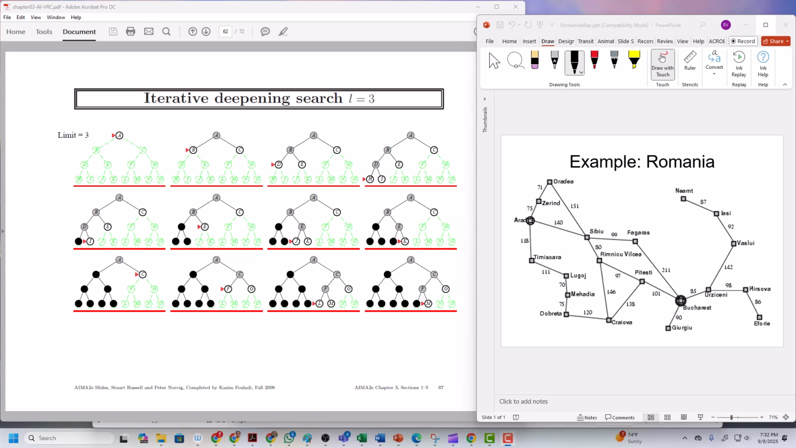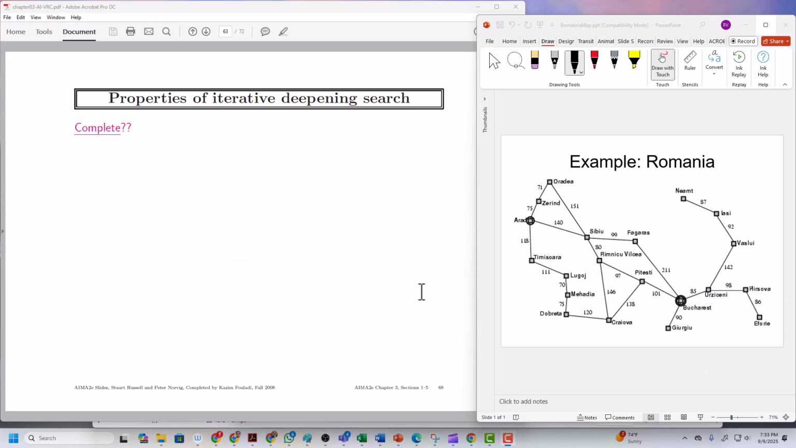But this is not costly because the last level is the costliest. If it's a binary tree, consider at the level d, it will be 2 to the power d. Any level below that will be half of the last level. Because most nodes are at the bottom level, repeated generation of upper levels contributes very little to the total work. But the worst case number of nodes generated is again order of b to the power d, which we have already shown in the time complexity. So the time complexity is asymptotically the same as BFS.